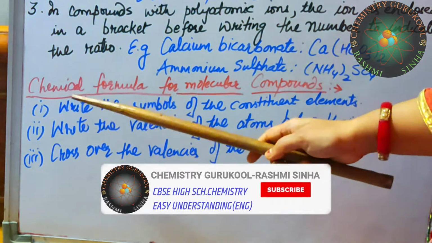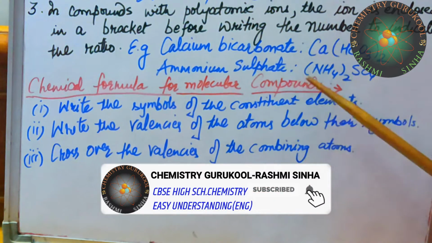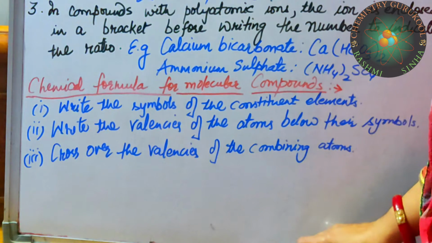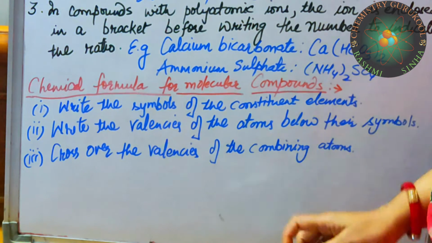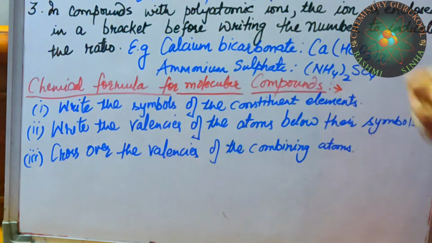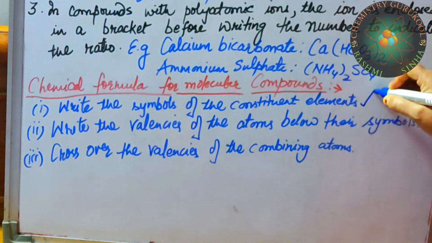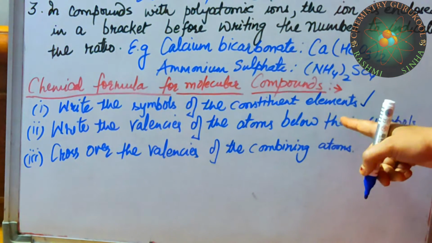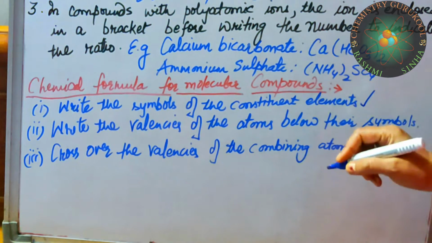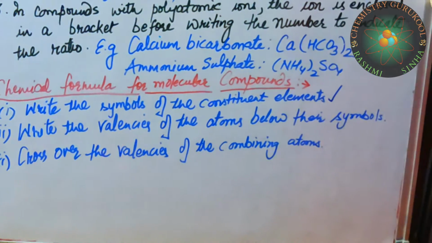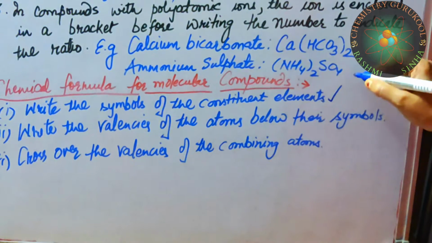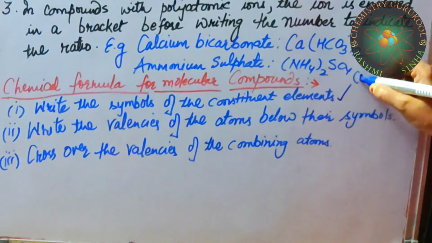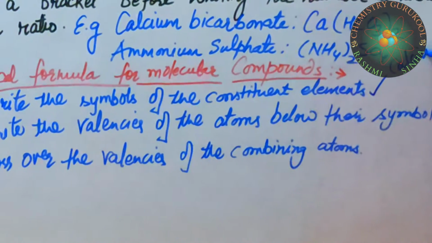Now next, chemical formula for molecular compounds. How to write the formulas? Whenever you are writing the formulas, always remember the first step. In the first step, you have to write the symbols of the constituent elements. Okay, suppose you have to write the formula of calcium oxide.